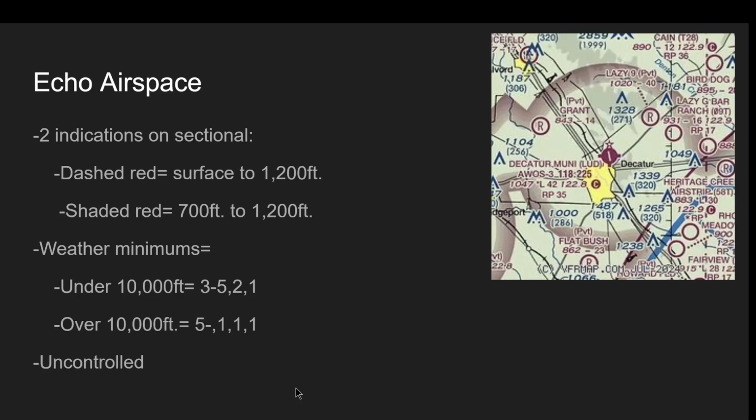Okay, now your Echo airspace. This is the fun one. So here's Decatur Municipal. This is where I fly currently. Here's the Bravo, kind of peeking through. You can see it right there. But this is what you're looking at here, this shaded red.